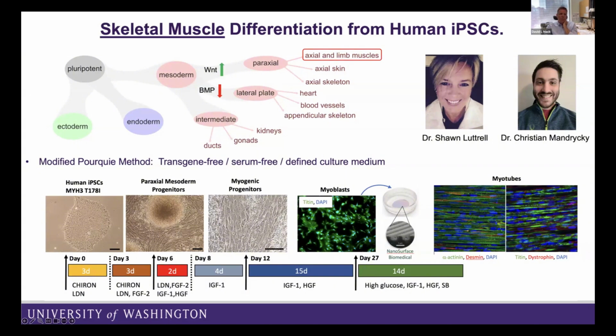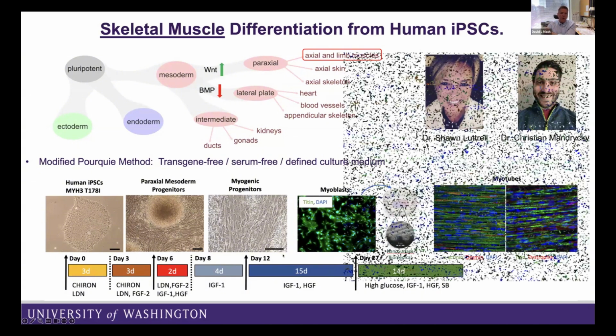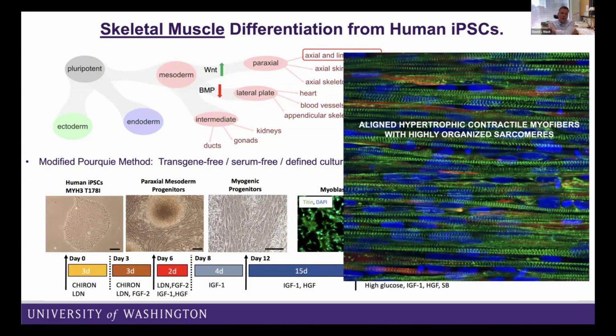What's shown on the bottom is the differentiation scheme to go from iPS cells to myoblasts. It takes approximately 28 days. And for the aficionados in the audience, these are the small molecule inductive and inhibitory factors that we use to drive this differentiation. But for the purpose of this short talk, just appreciate that we can make aligned hypertrophic contractile myofibers with highly organized sarcomeres.